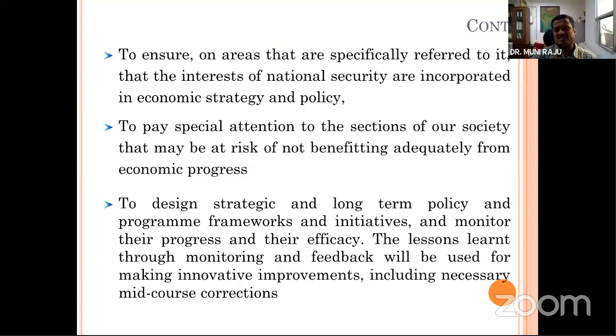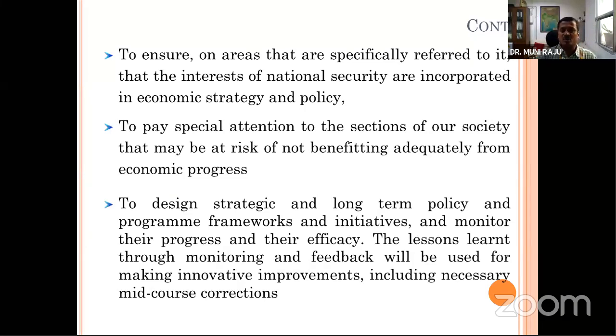To design strategic and long-term policy and program frameworks. We all know that Niti Aayog comes up with such strategic designs, long-term policy and program frameworks are developed, or initiatives are taken, and these initiatives are monitored from time to time, and progress is achieved efficiently. The lessons learned through monitoring and feedback will be used for making innovative improvements, including necessary mid-course corrections.